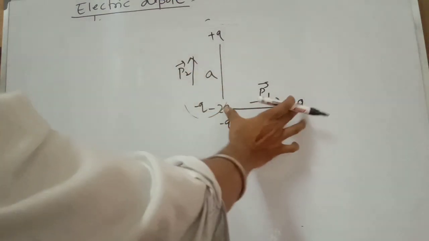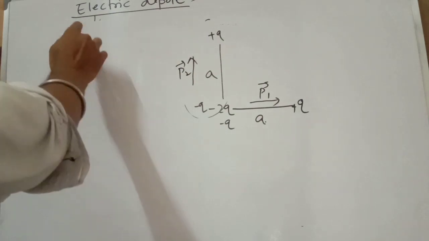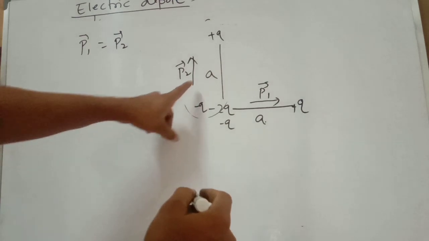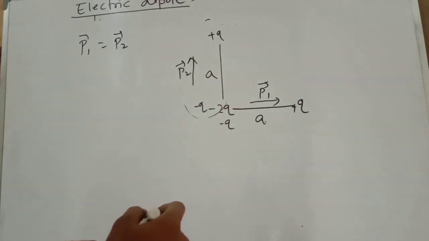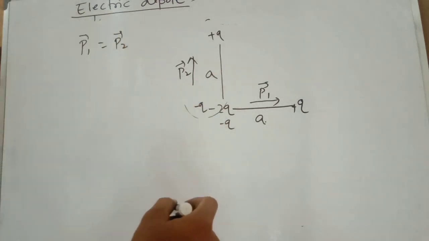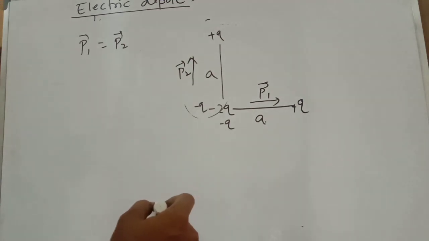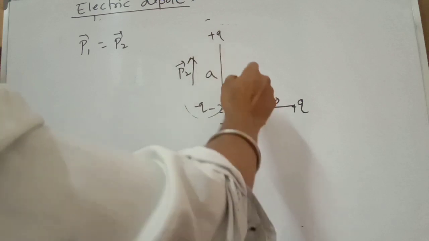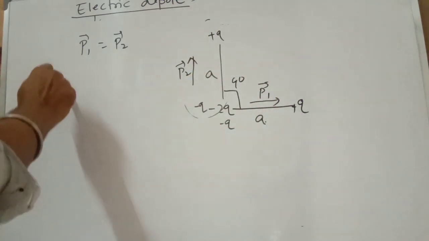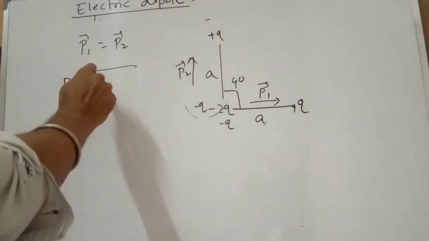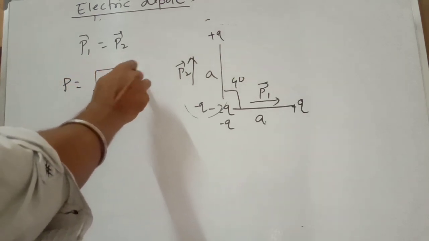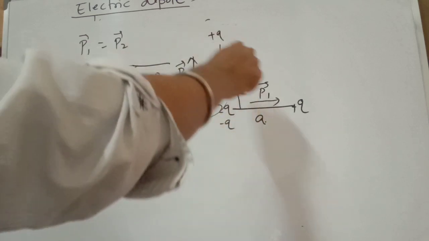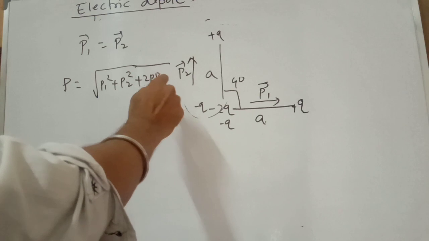Actually here both charges are the same, so P1 equal to P2, but the direction is different. For finding their resultant we use vector addition of two vectors. Because these have an angle of 90 degrees, we use the resultant formula: P1 square plus P2 square plus 2P1P2 cos of the angle between these two dipole moments, which is cos 90.